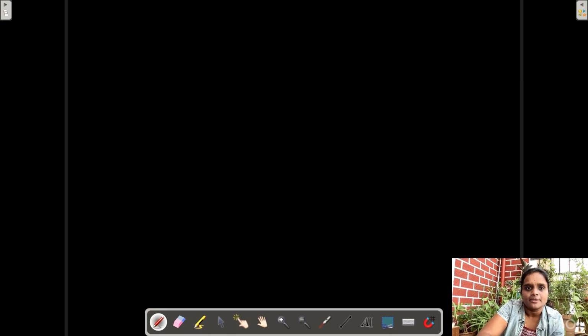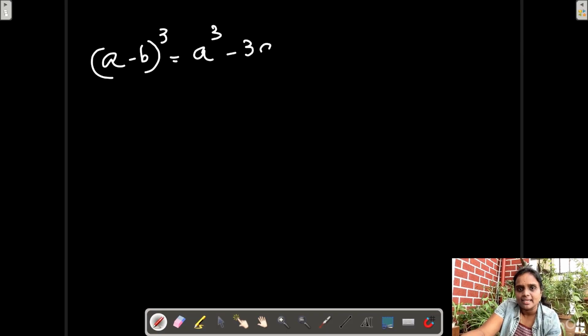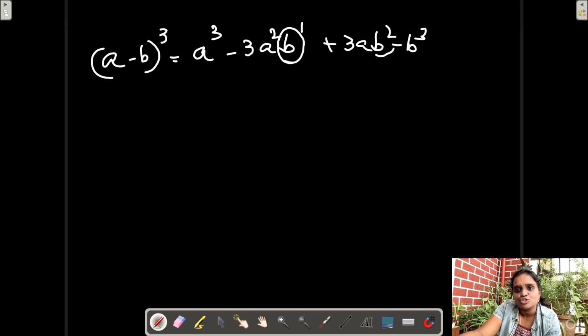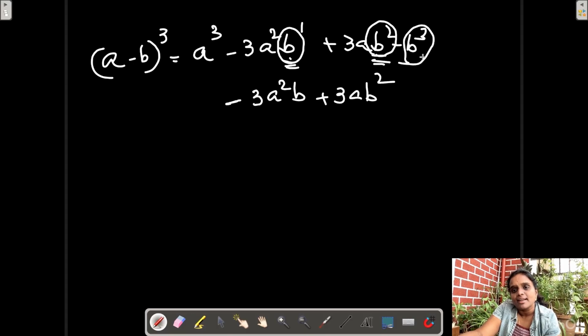I'll repeat again. a minus b whole cube is equal to a cube minus 3a square b plus 3ab square minus b cube. Wherever you have the b term with an odd power, here the power is 1, here the power is 2, here the power is 3, so wherever you have an odd power, the sign will change. Here the power is odd, so the sign has changed from plus to minus. Here it is even, so the sign will remain the same. Here the power is odd, so the sign will change from plus to minus. This is how you have to remember.